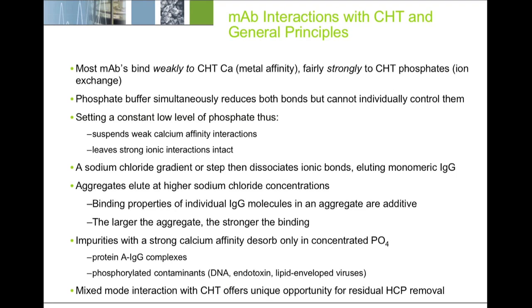How do antibodies specifically interact with CHT? Most monoclonals bind weakly to the CHT calcium sites and much more strongly to the phosphate sites. Phosphate buffer itself will simultaneously, as I've indicated, reduce both types of bonds. We cannot individually control them. By contrast, setting a low constant level of phosphate suspends the weak calcium affinity interaction but leaves the ionic interactions on the P sites intact. The sodium chloride gradient or step then dissociates the ionic bonds, eluting monomeric IgG. Aggregates, because of their multi-site attachment, elute at higher concentrations of sodium chloride.